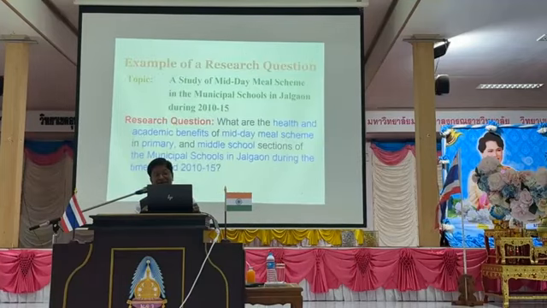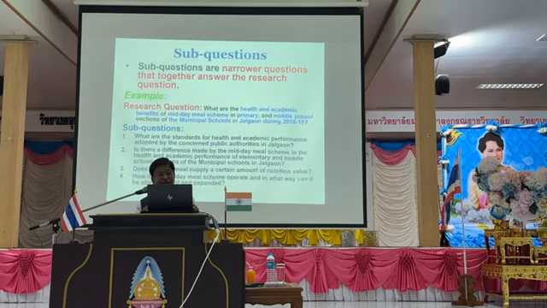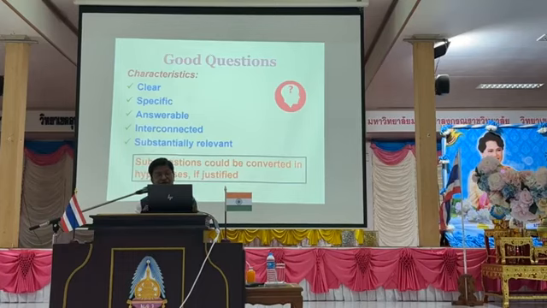Now let me give examples of how a research question can be made. The research question can be: what are the health and educational benefits of the brick they may use in primary and middle school sections of the municipal schools in the district of Maharashtra during the time period of 2008-2015. Like that, there are some questions which can be made, and there are narrow questions also. So good questions have the characteristics that they are clear, specific, answerable, interconnected with the supposed questions, and substantially relevant.